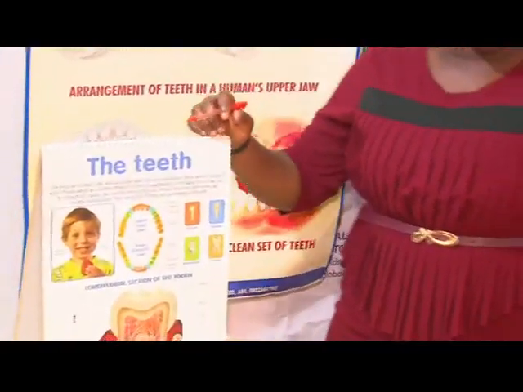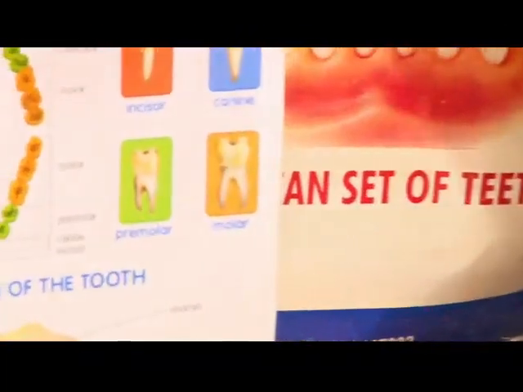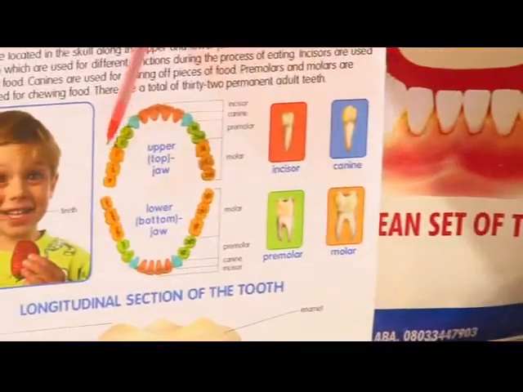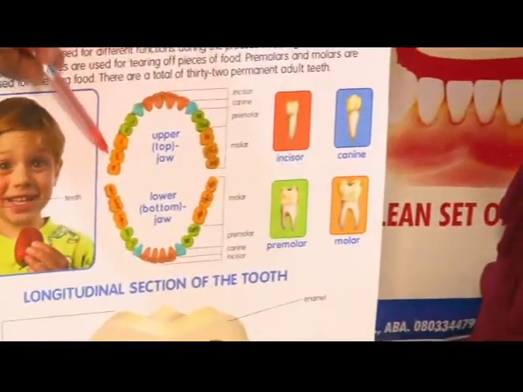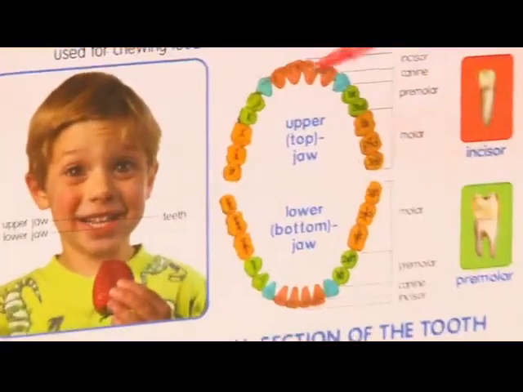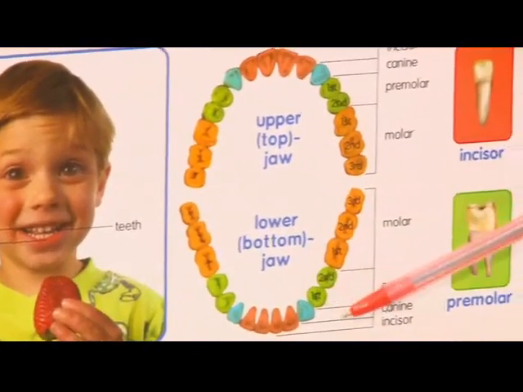Lastly, we are going to be talking about the molars. The molars are the last teeth after the premolars. They are 12 in number. We have 6 for the upper jaw and 6 for the lower jaw.